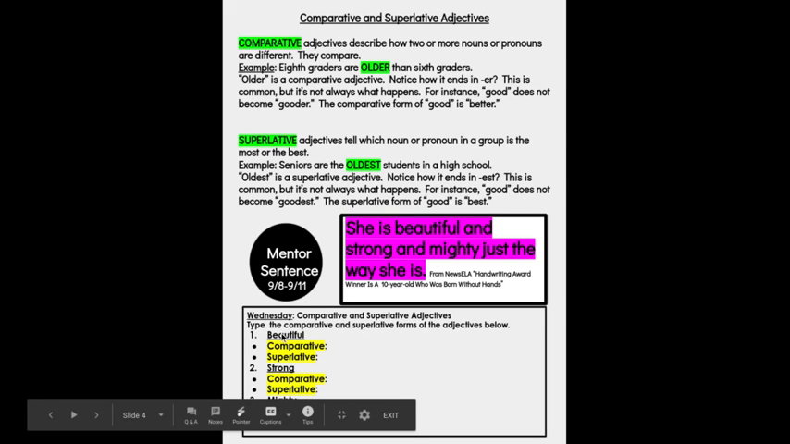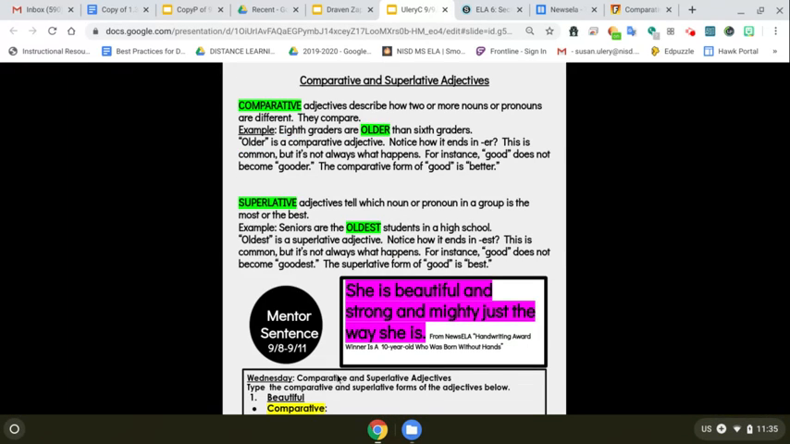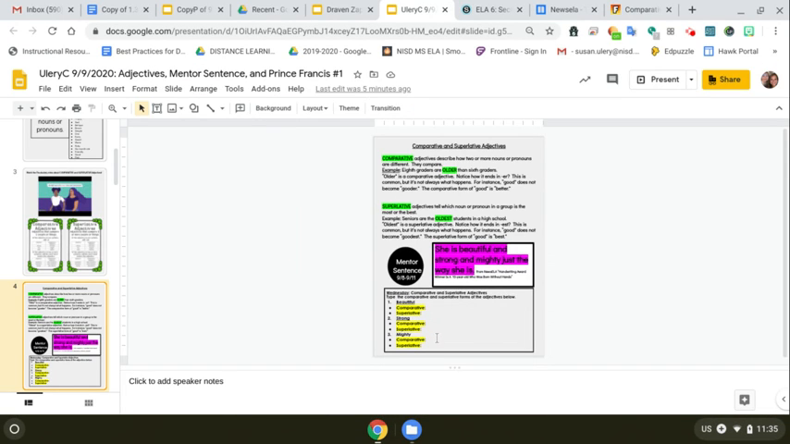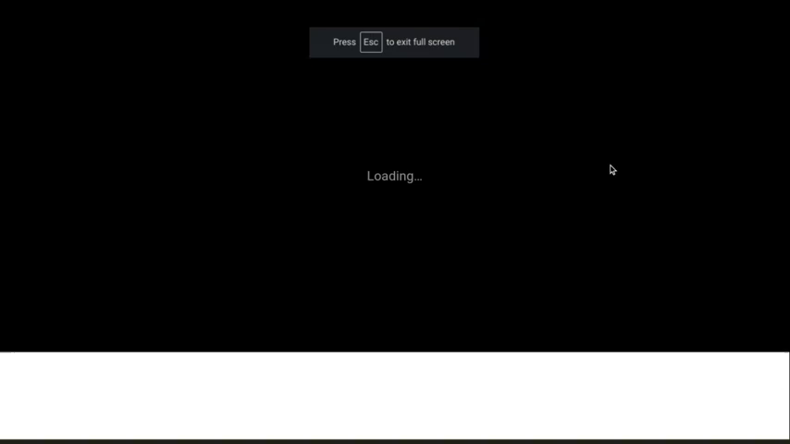So the adjectives are beautiful, strong, and, let me come on down here, mighty. So those are the three words.